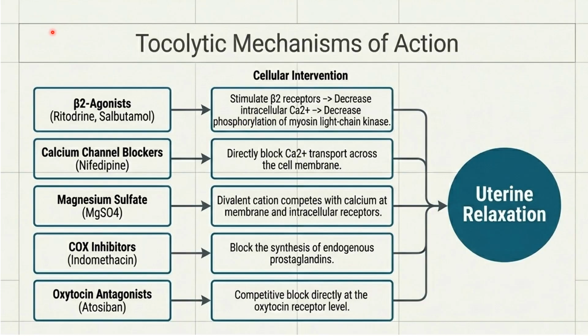The 5 major classes of tocolytic agents and their mechanisms of action: number 1, selective beta-2 agonists, ritodrine and salbutamol, widely used because they stimulate beta-2 receptors on the lung, but also they stimulate beta-2 receptors on the pregnant uterus, and this will decrease intracellular calcium, decreasing phosphorylation by myosin light chain kinase, and therefore causing uterine relaxation.